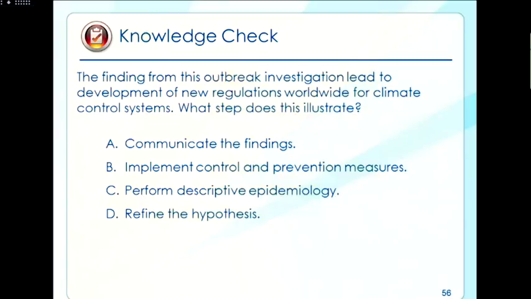The finding from this outbreak investigation led to the development of new regulations worldwide for climate control systems. What step does this illustrate? This is B, implementing control and prevention measures.